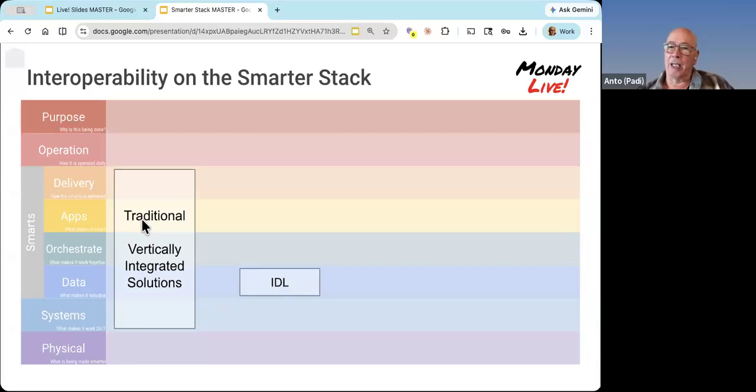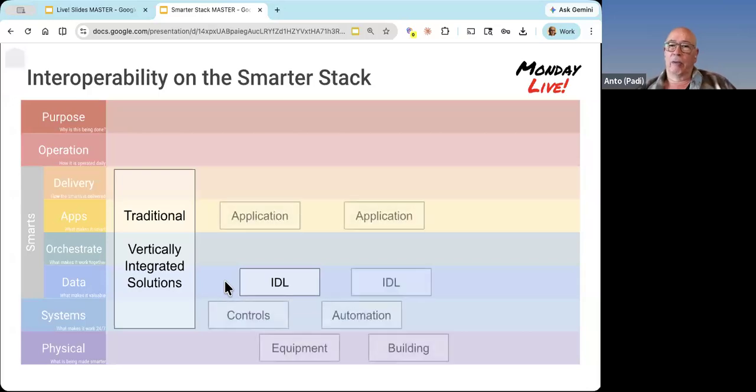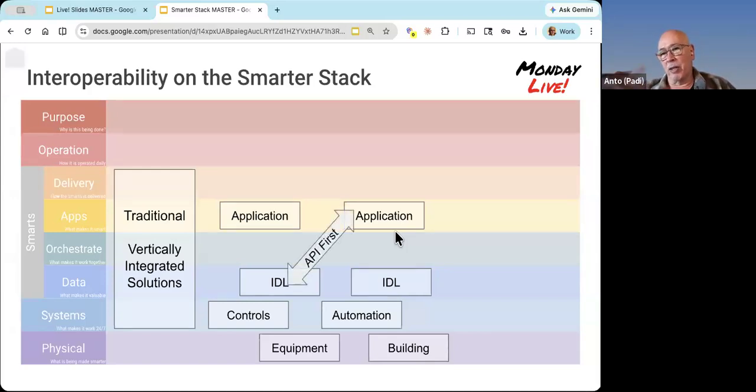Right? So this is the traditional way, and with the smarter stack, we can start to break these things down, because an IDL is basically a thing that exists on the data layer. That's simple, right? And all of these different things we can start to separate by having a thing dealing with controls, automation, a different IDL, different application, the equipment and the building itself. We can put these in different places in the stack and think about how they relate to each other. And this is just examples, what I'm doing, so it may not make total sense in reality.